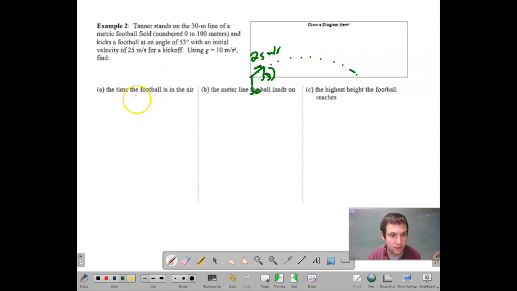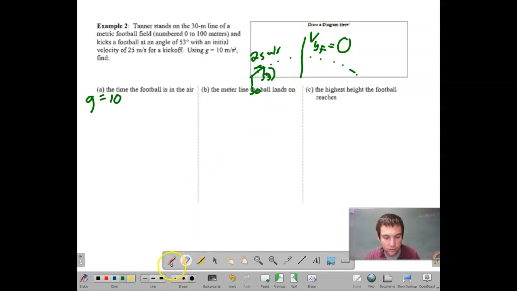Alright, but first, the question is asking for the time the football is in the air. So if we need time, then we can go to the kinematic equations. We can start picking them, but the very first thing that you should be doing is writing down your given information. So we have g is going to be about 10 meters per second squared. If we use the starting velocity, we can stop it right here at the top, because something magical happens right there. Our velocity in the y dimension is 0.